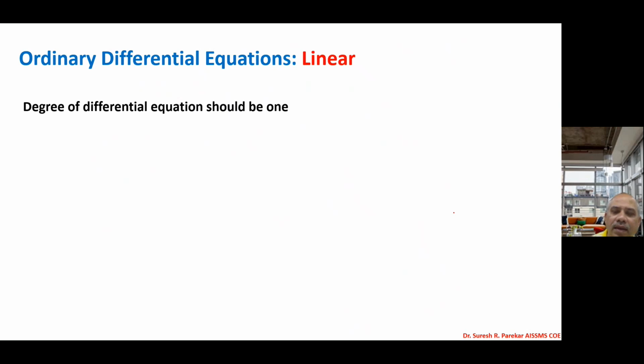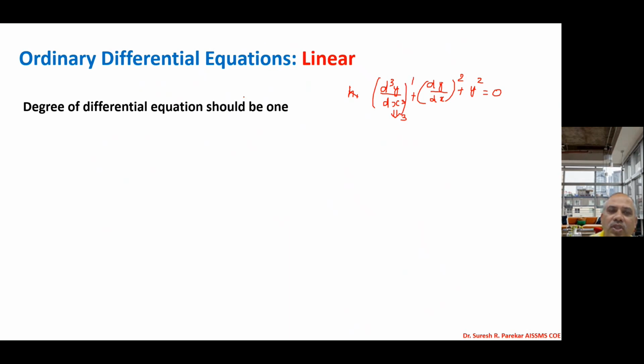We will say an ordinary differential equation is linear when the degree of the differential equation is 1. Now we have already seen what degree is. Degree is the power of the highest order derivative. So if I have d cube y by dx cube plus (dy by dx) whole square plus y square is equal to 0, then the order is 3, but the degree is 1.